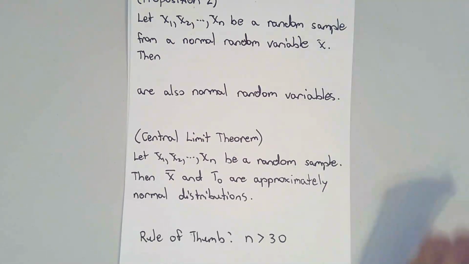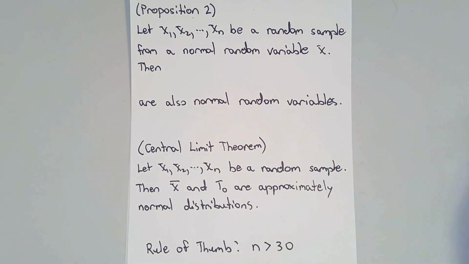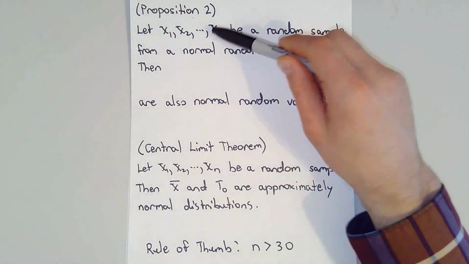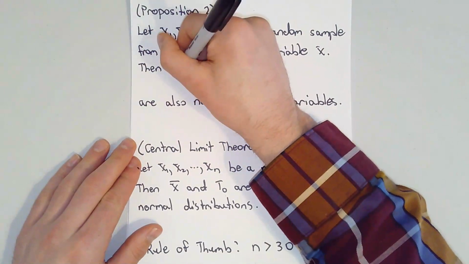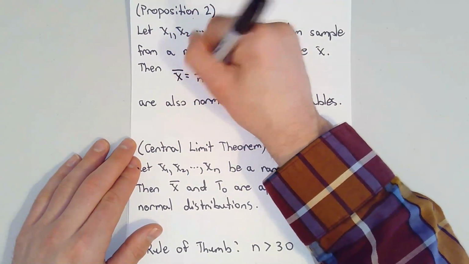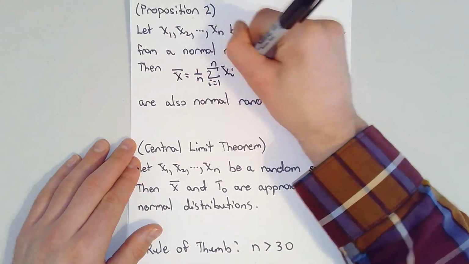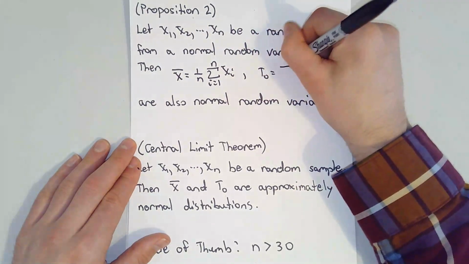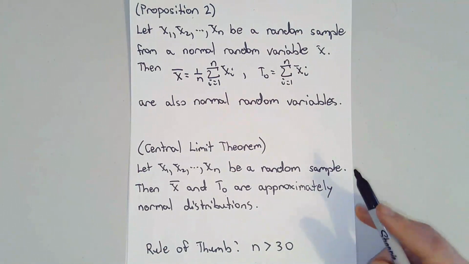So two more propositions, or two more results from this section, are the following. It's the fact if we take random samples from a normal distribution. So proposition 2 states the following. Let x sub 1 through x sub n be a random sample. Again, IID, so they are independent and identically distributed from a normal random variable x. So the x1 through xn have the same distribution as x. Then it follows that x bar, which again is just the average, or the sample average, sample mean, and the sample total are also normal random variables.